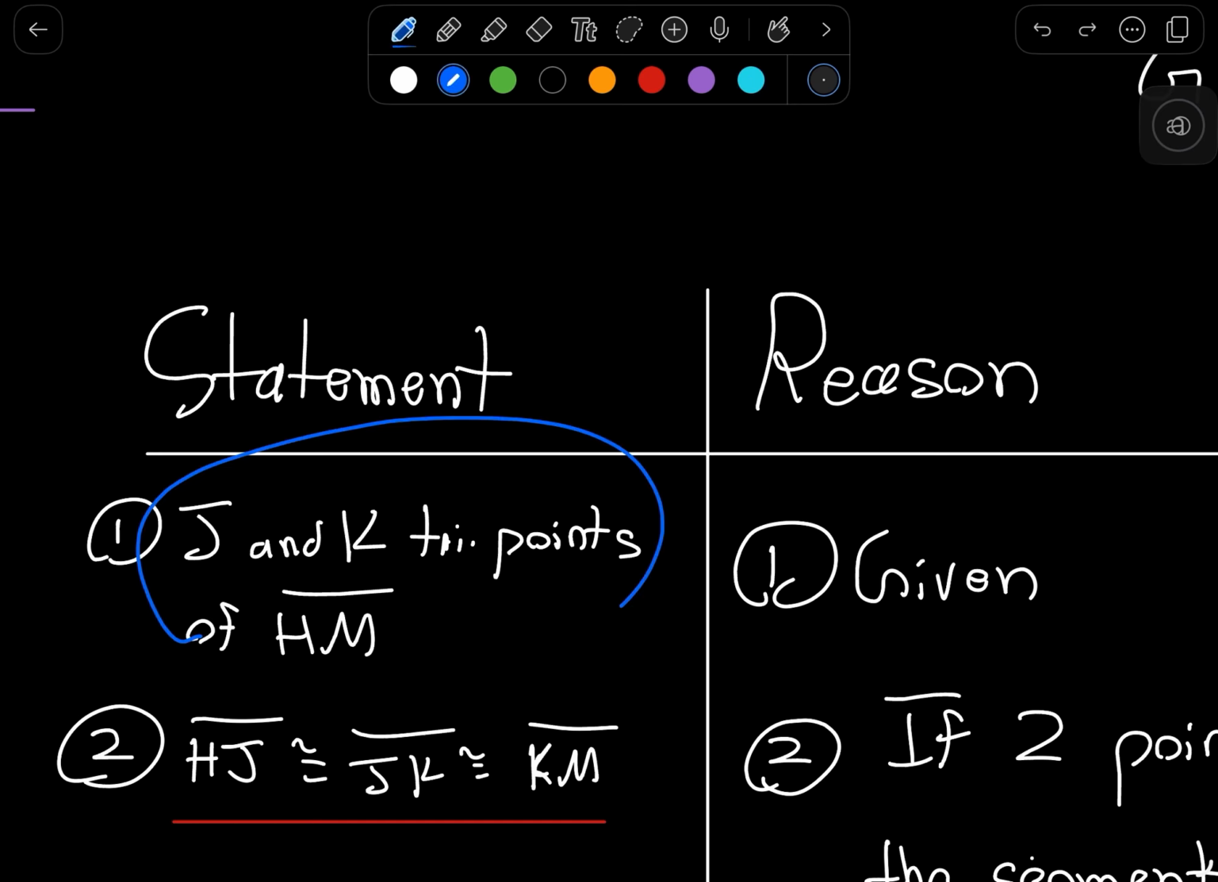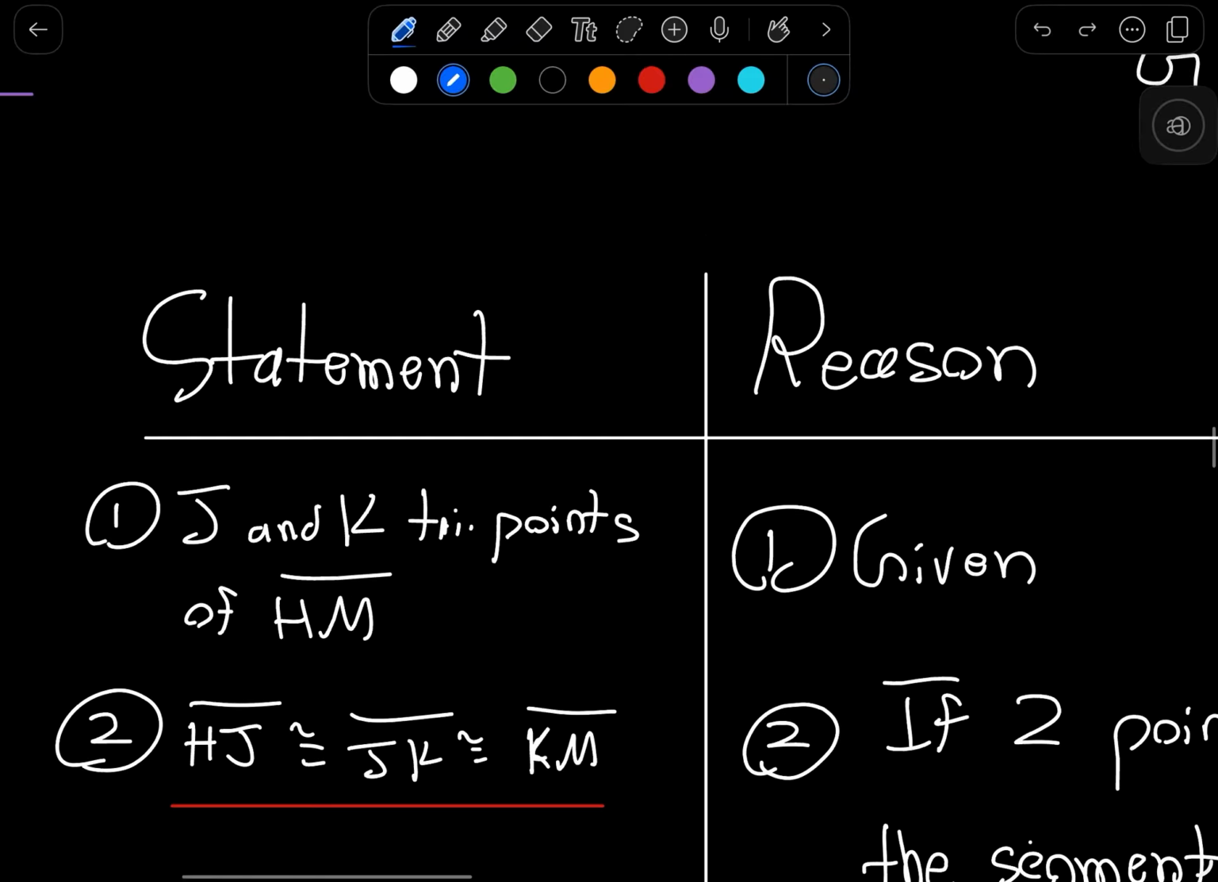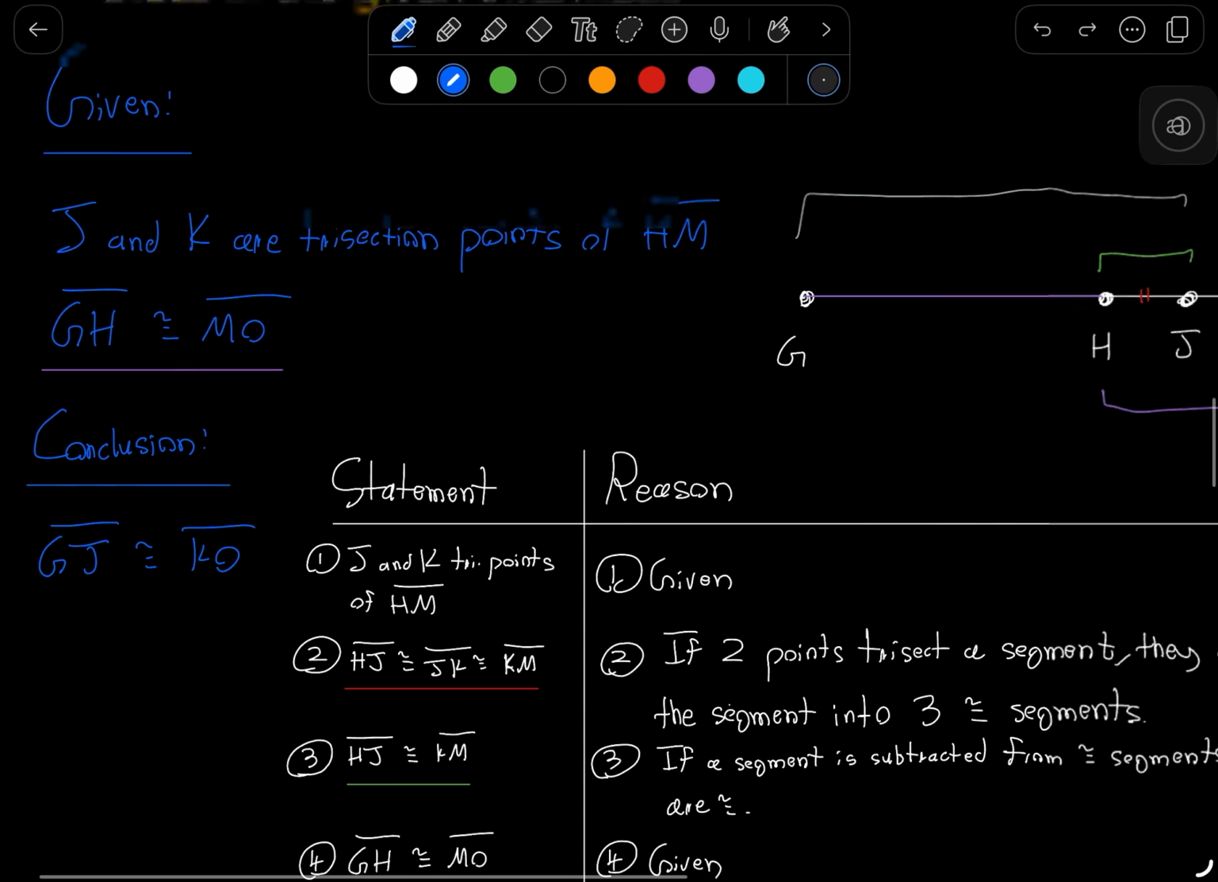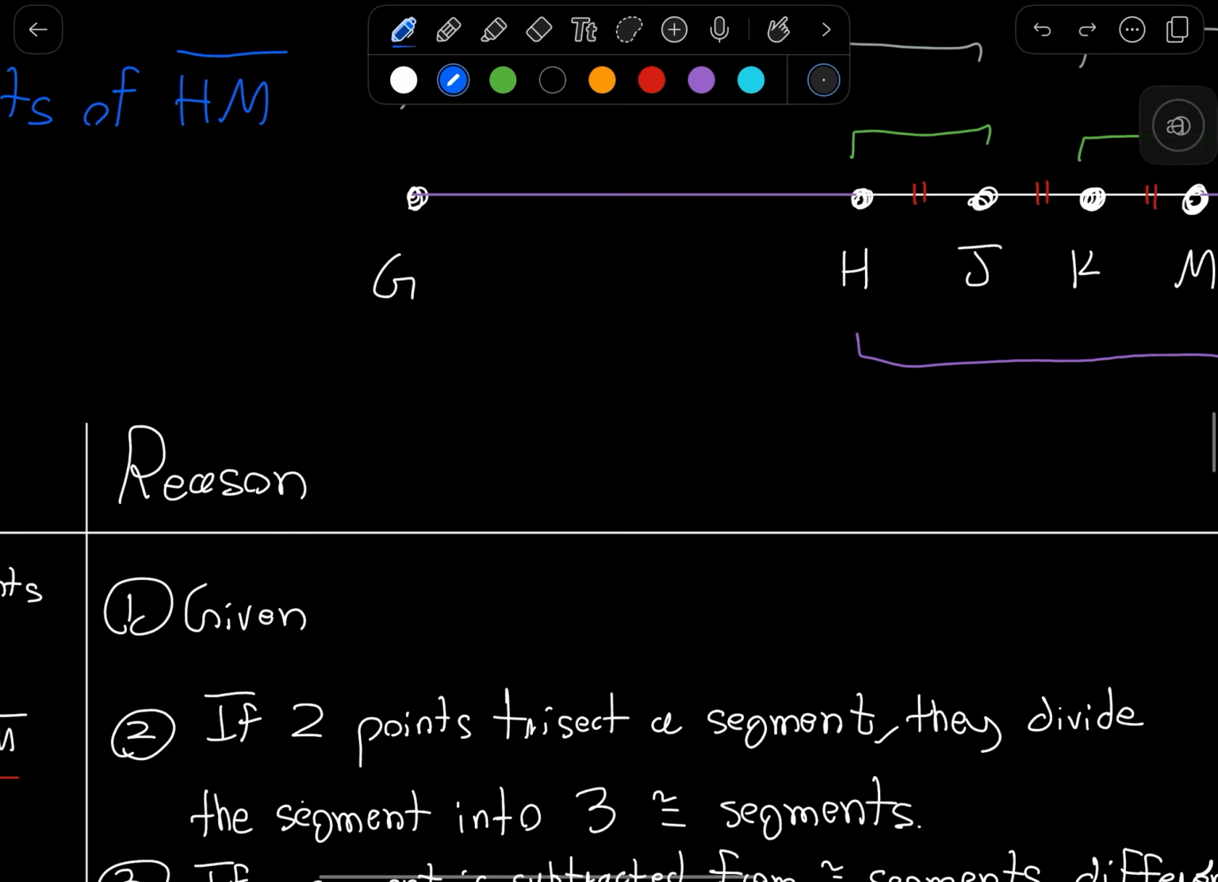Well, if J and K are trisection points, of course you're going to have these three segments that are equal to each other, because that's the definition of a trisector. And of course, I've used that theorem: if 2 points trisect a segment, they divide the segment into three congruent segments.